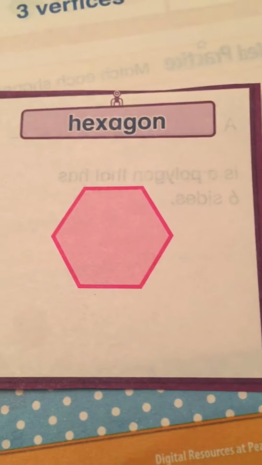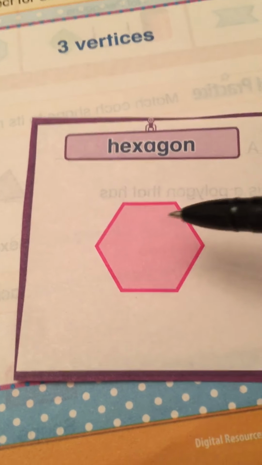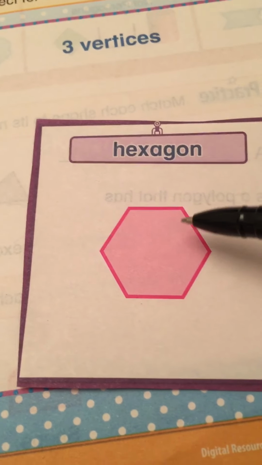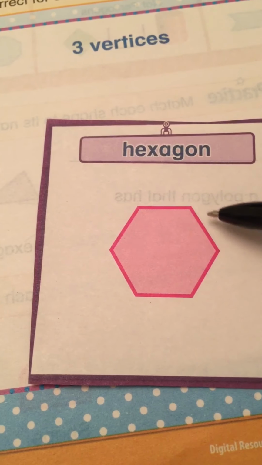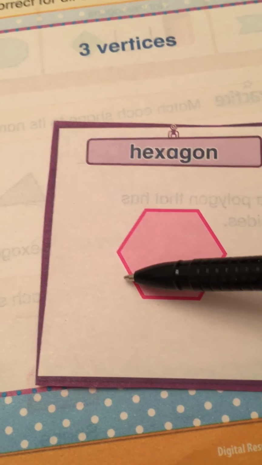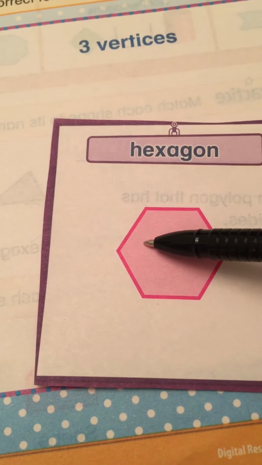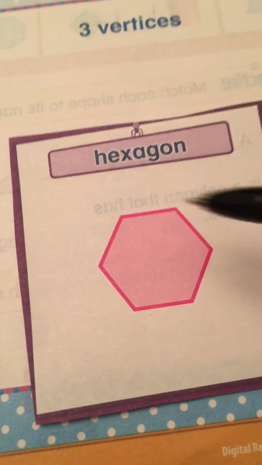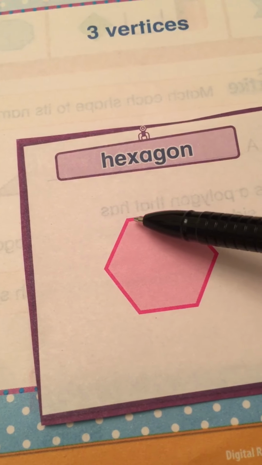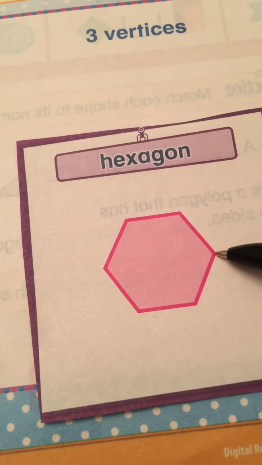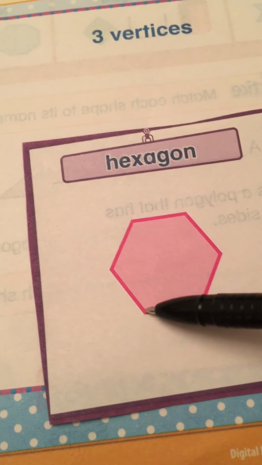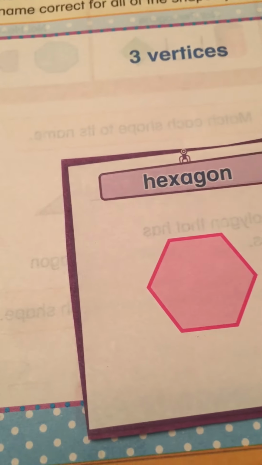And then we also have the hexagon, and the hexagon looks like this. This shape is a hexagon, and it has 6 sides, 1, 2, 3, 4, 5, 6, and also 6 vertices. So 1, 2, 3, 4, 5, 6. These are the shapes we are talking about in this lesson today.